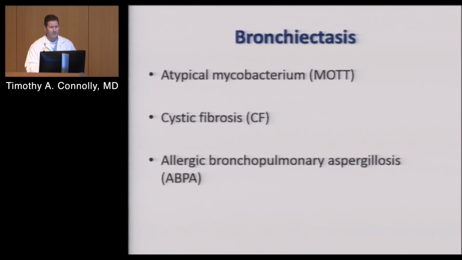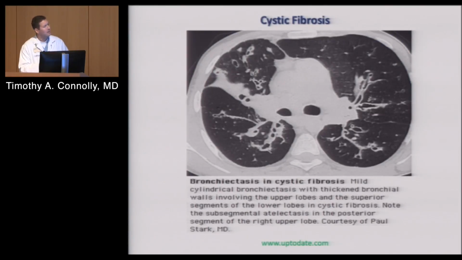In terms of bronchiectasis, this is in honor of Brian. Brian, where are you? So atypical mycobacterium, cystic fibrosis, ABPA are classic conditions where we will see this. It also happens commonly in COPD patients. And so we need to pay attention, because this can be something where chest clearance modalities may actually have a role in helping to keep these folks out of the hospital. Here's an example of a CF patient.